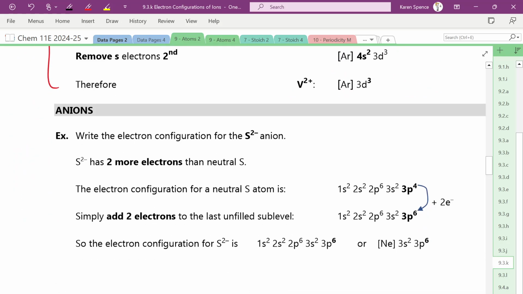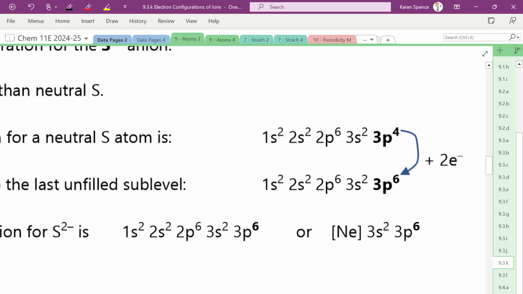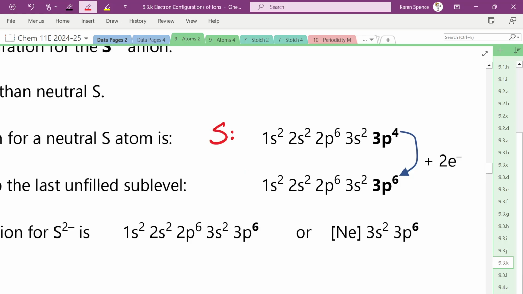Anions: we have an S2 minus ion. S has 2 more electrons than neutral S. So you can write this as S: 1s2, 2s2, 2p6, 3s2, 3p4. S2 minus is going to be 3p6. Add the electrons to the highest energy level.